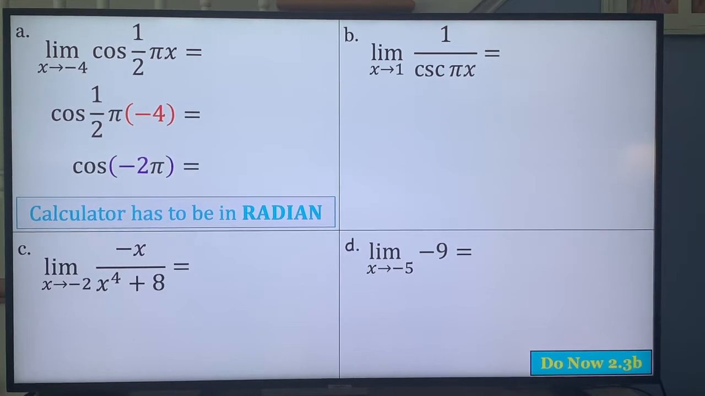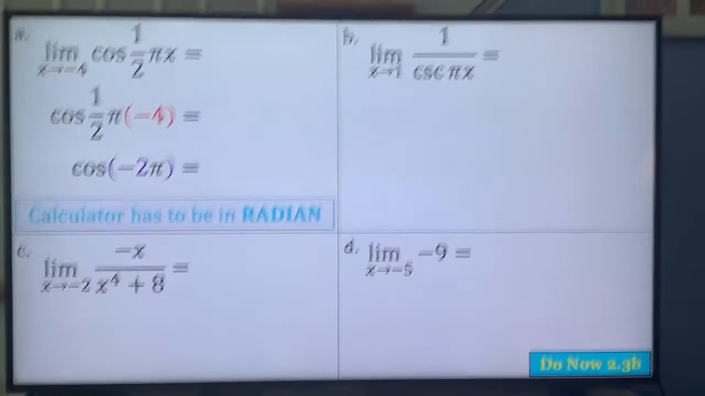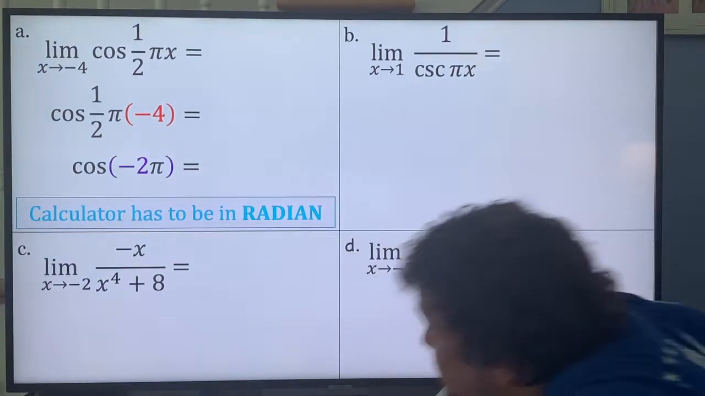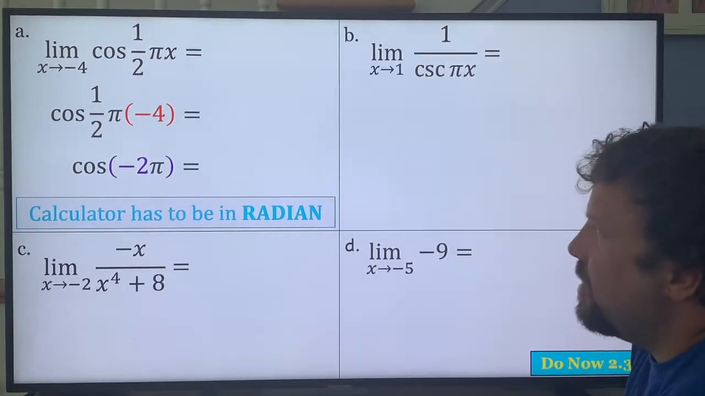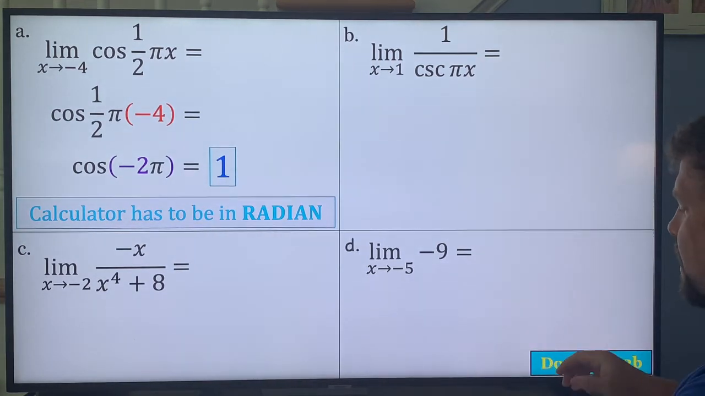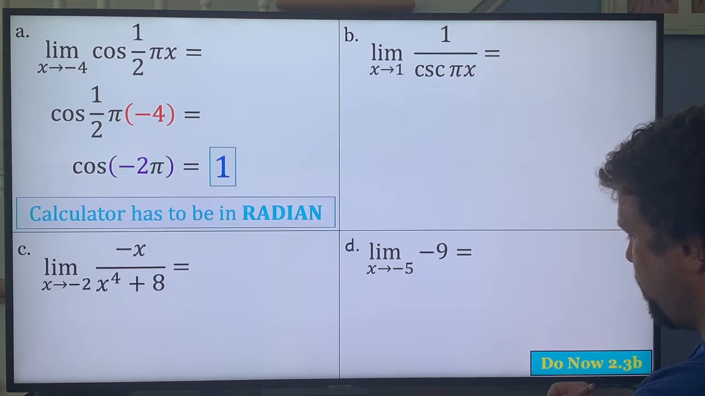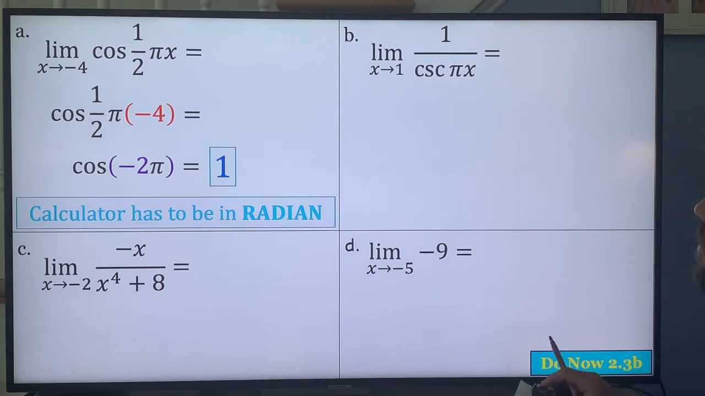Cosine of 1/2 pi times negative 4. Half of negative 4 is negative 2. Cosine of negative 2 pi, make sure your calculator is in radians, is 1. All right, next one. B.